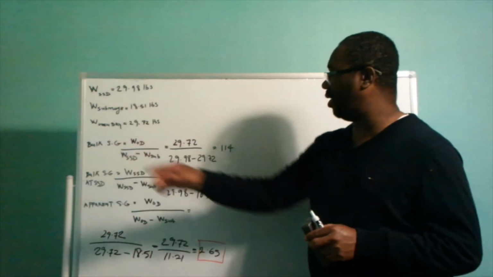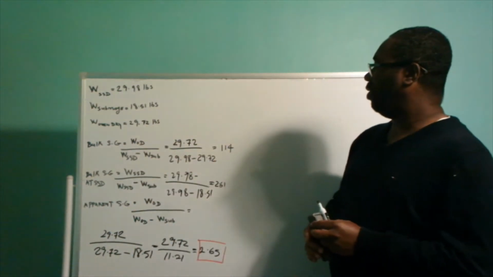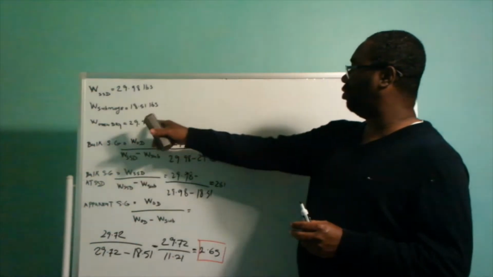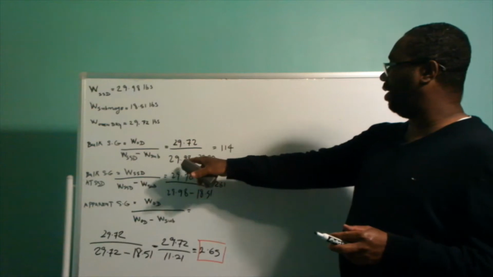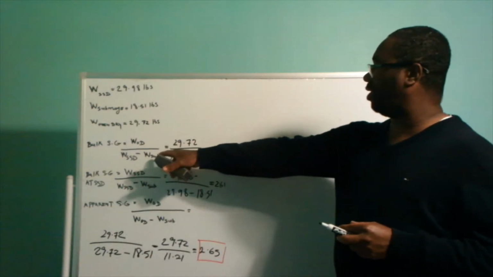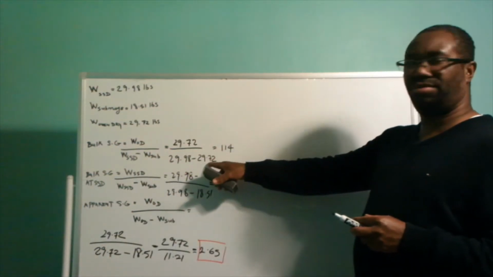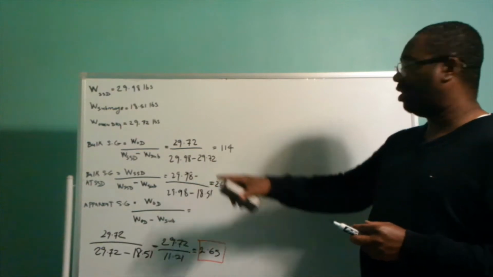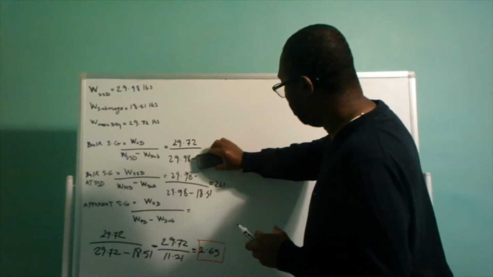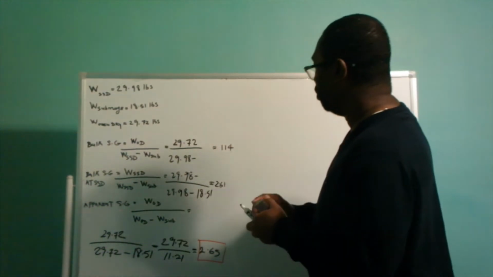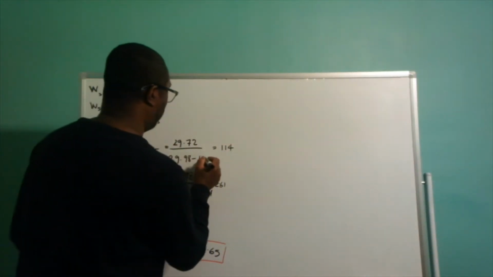If you look at the formula for bulk specific gravity, it was weight of oven dry, which is 29.72, over the weight of saturated surface dry, which is 29.98, minus the weight of aggregate submerged, which is 18.51. And if you notice here, I have 29.72, which is not correct, and that results in the error of 114. So I'm going to correct that. So this 29.72 should be 18.51.